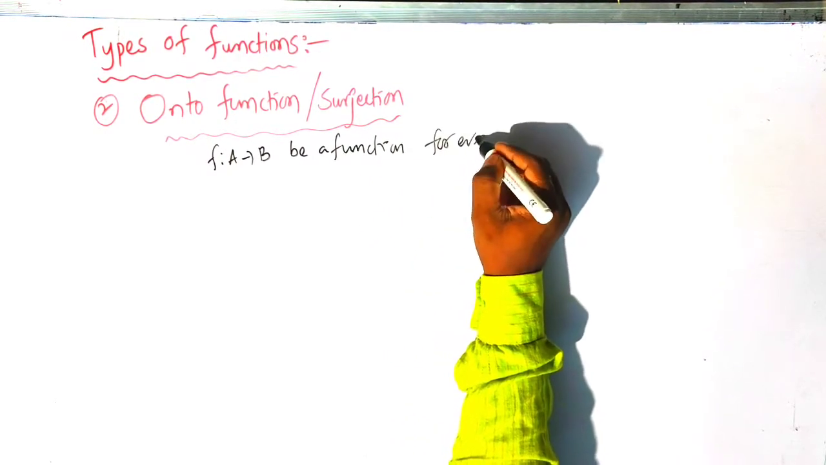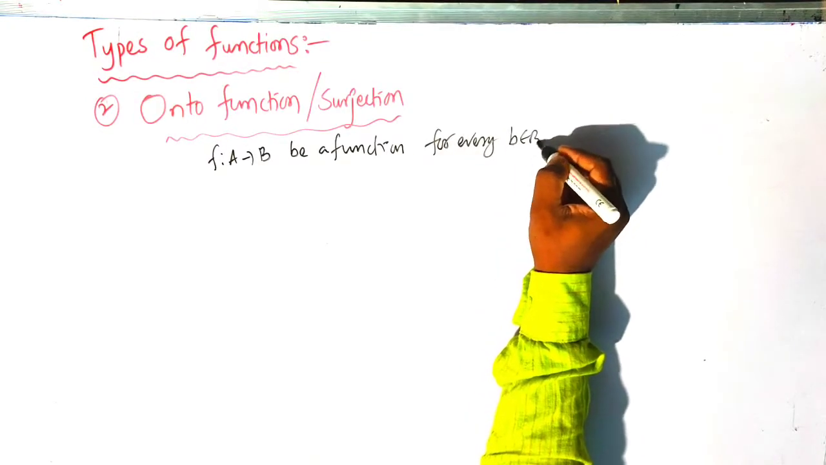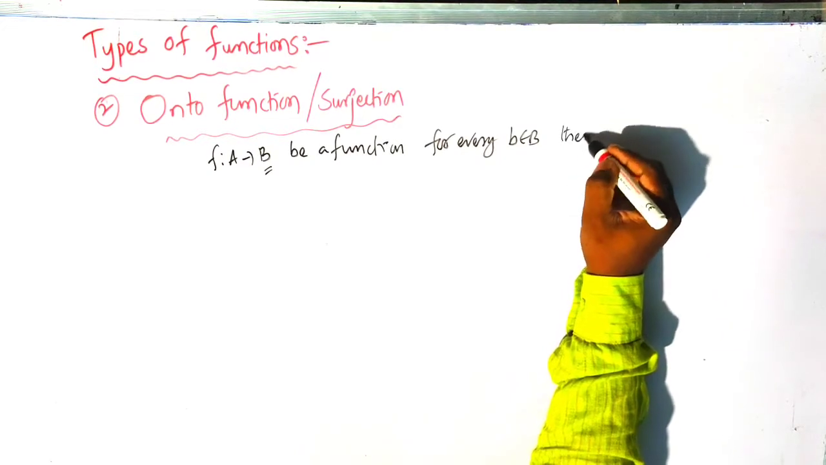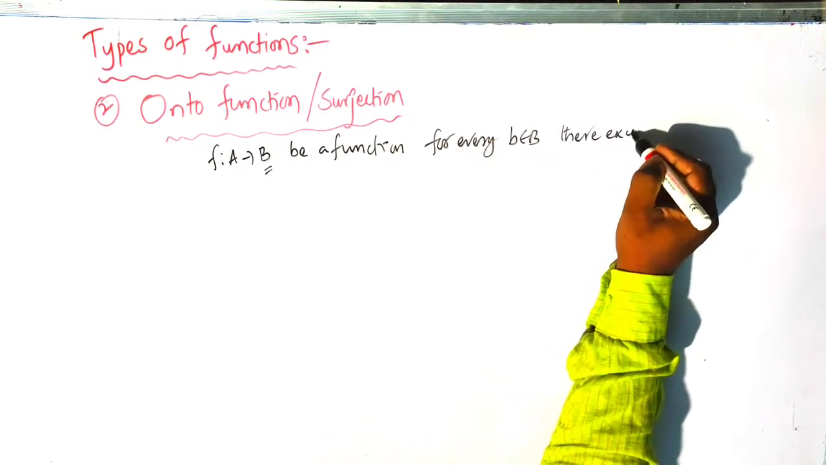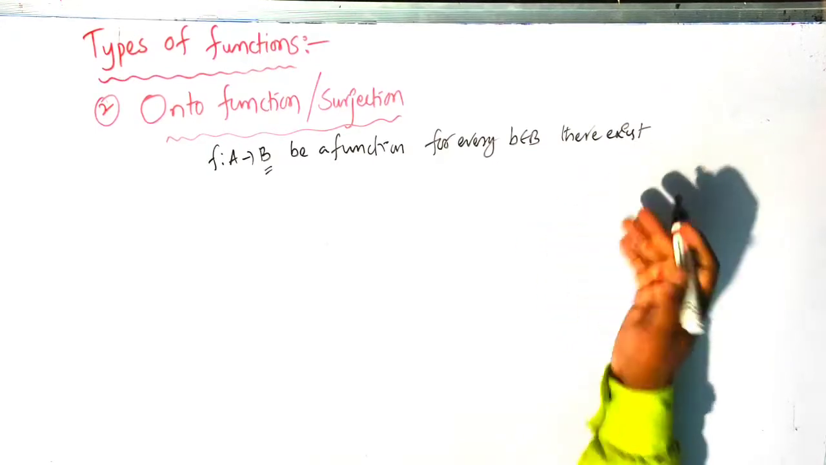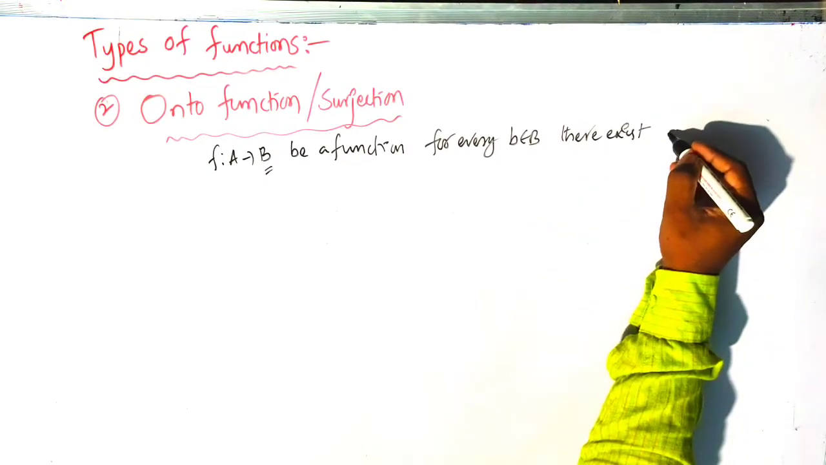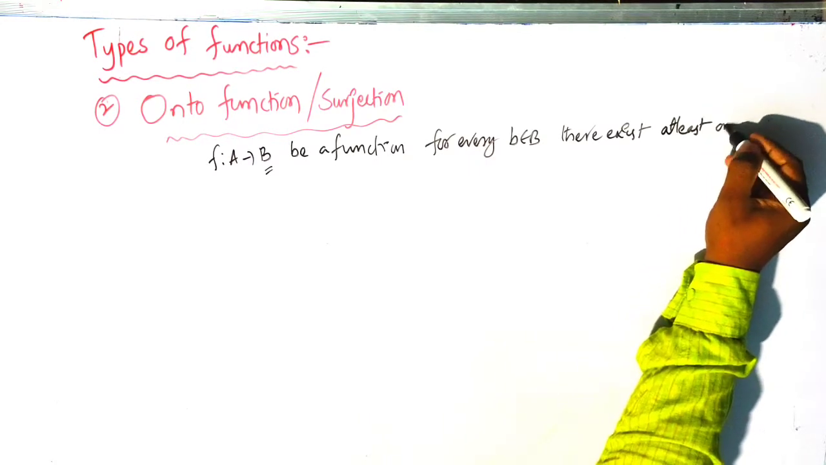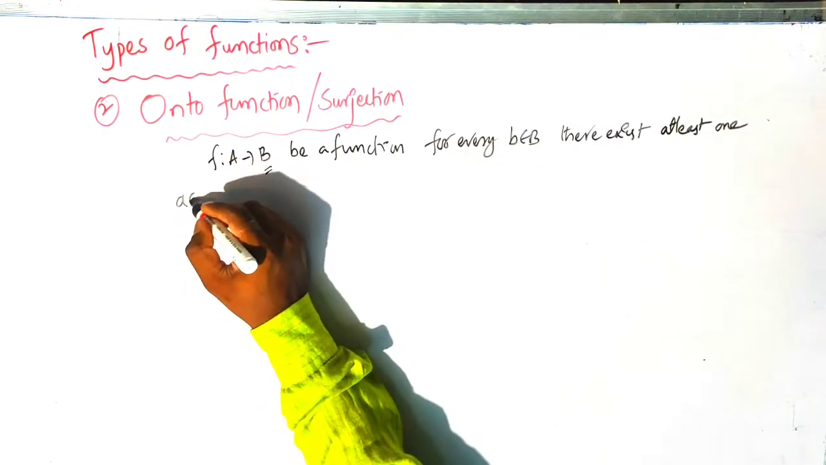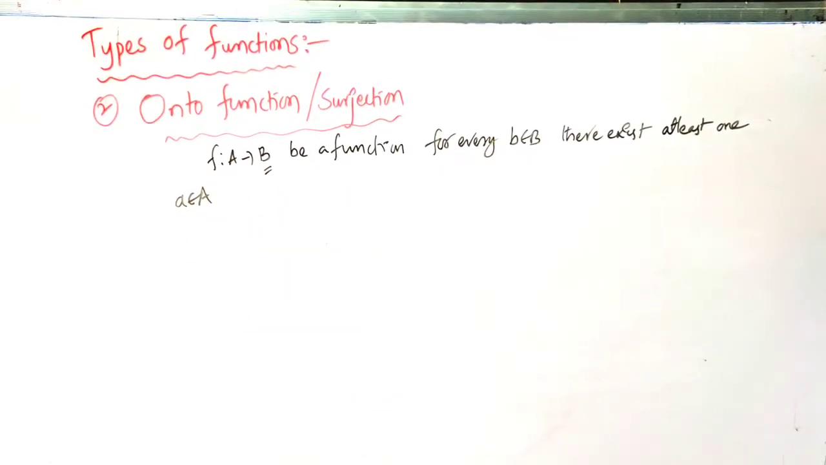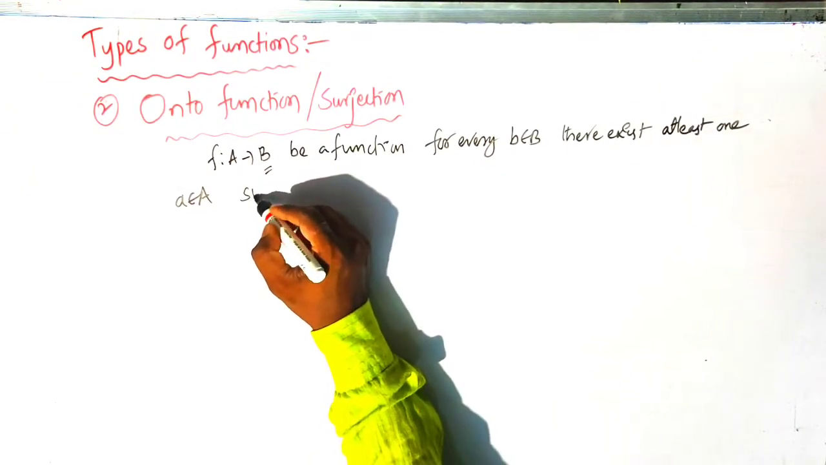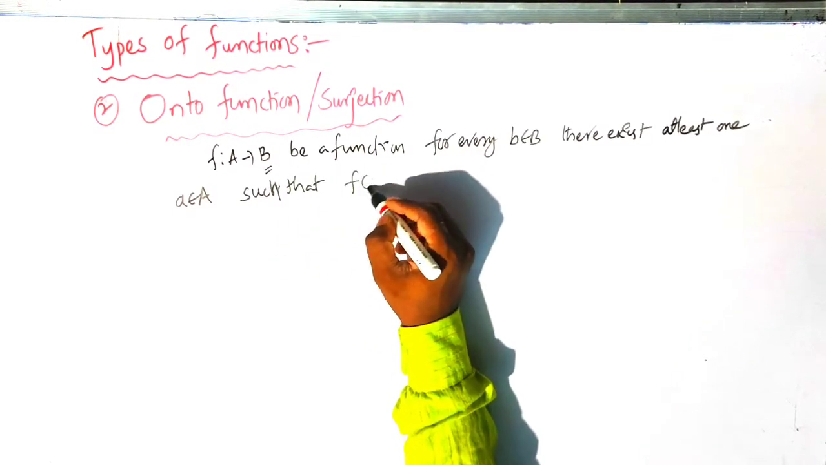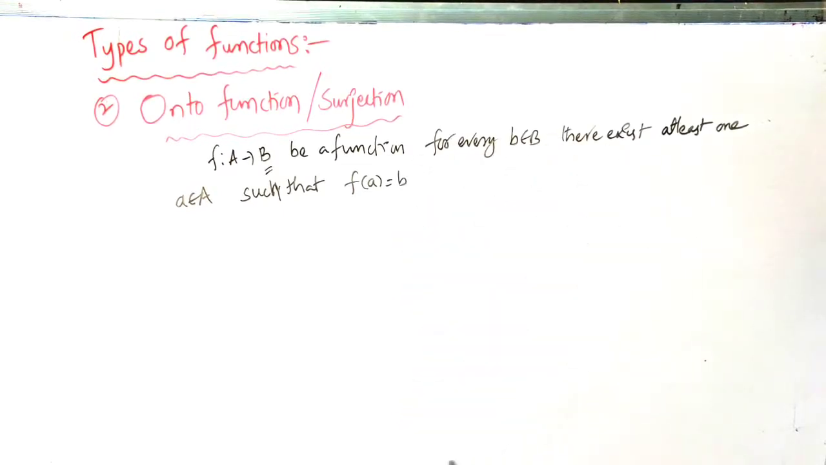For every b belongs to B, there exists, అంటే ప్రతి b belongs to B కి there exists. So what is exist here? At least one a belongs to A, such that f of a equals to b.